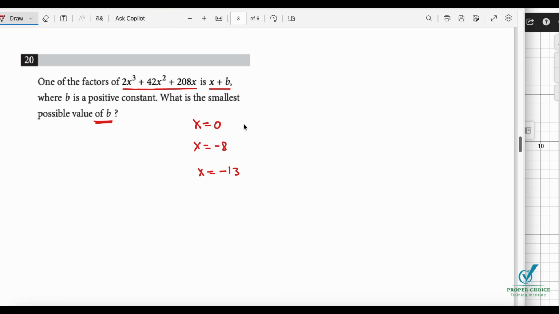These are all called zeros. You might have learned this in quadratic and cubic equations. How do you convert zeros to factors? You simply take the zeros to the other side by changing the sign. When x equals 0, x minus 0 is x itself. But when you take negative 8 to the other side, it turns into x plus 8, and when you take negative 13 to the other side, it turns into x plus 13.